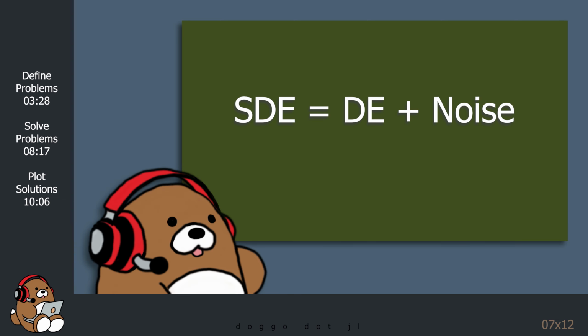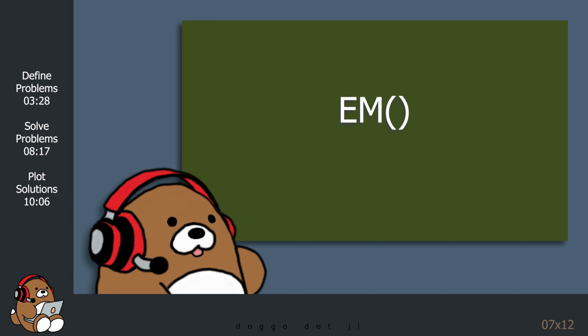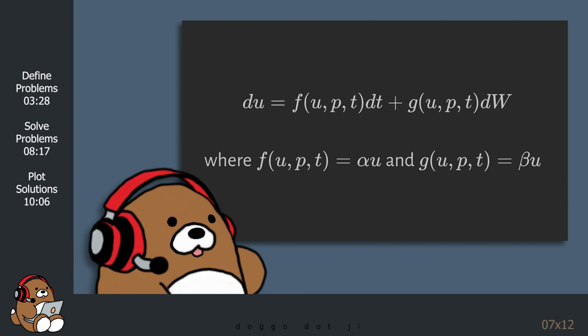So to recap, a stochastic differential equation is just a differential equation plus some noise. When defining the SDE problem, you need to use the appropriately named SDE problem function, which takes both the ODE function and the noise function as arguments. In order to solve the SDE problem, you need to use an SDE solver, like the EM solver, which requires a time step keyword argument. You can replace the function f with any ODE function in order to create a stochastic version of that function.